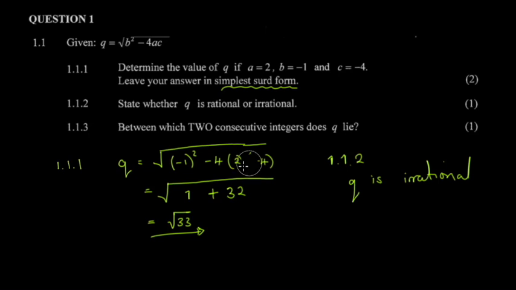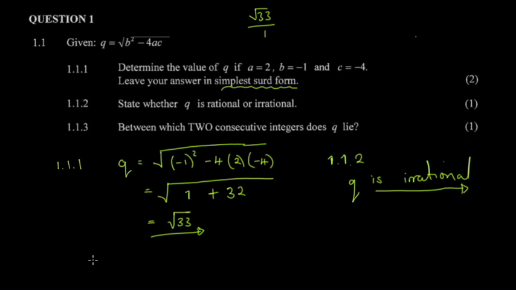So Q here, we cannot do that. Square root of 33 simply means square root of 33 over 1, of which here we cannot express this in terms of a natural number, in terms of an integer. So that's where the problem is, and that's why we conclude that Q is irrational. So just note right now the difference between rational and irrational numbers.